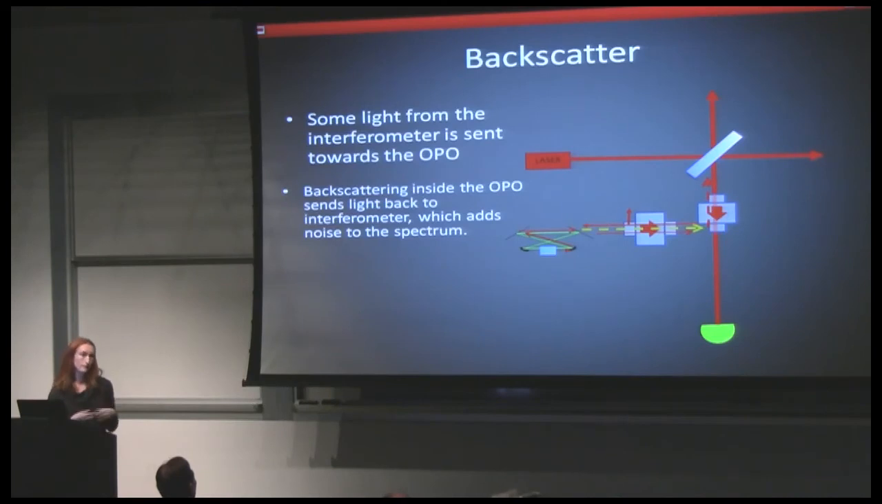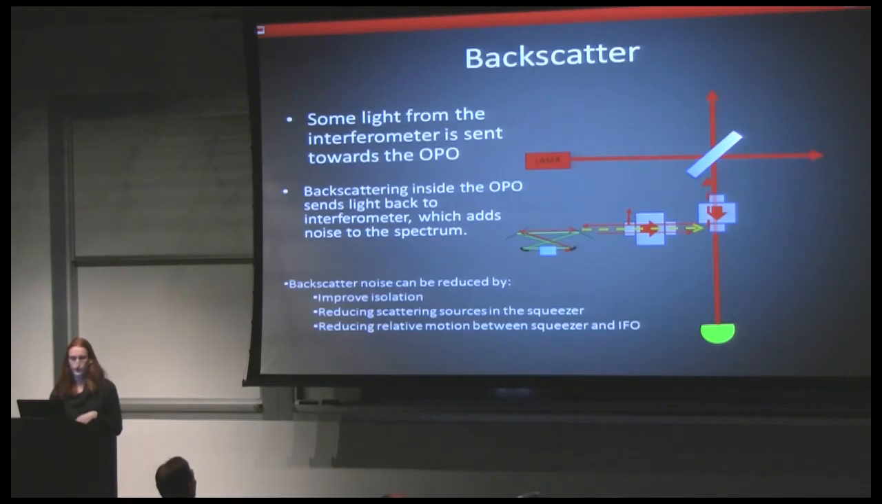And then it creates a, yeah? Okay. It creates a spurious interferometer that senses the motion between the OPO and the interferometer instead of the motion of the test masses or the differential arm length. So there are 3 ways to reduce this backscatter noise. The first is to improve the optical isolation.